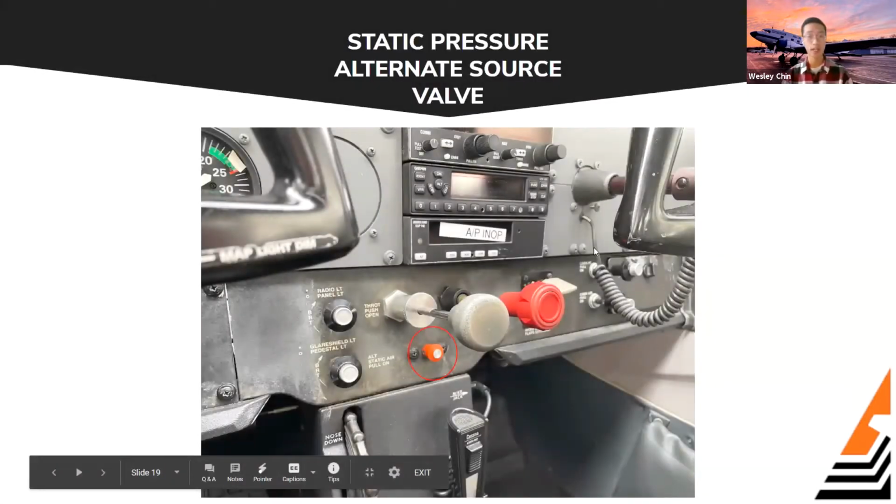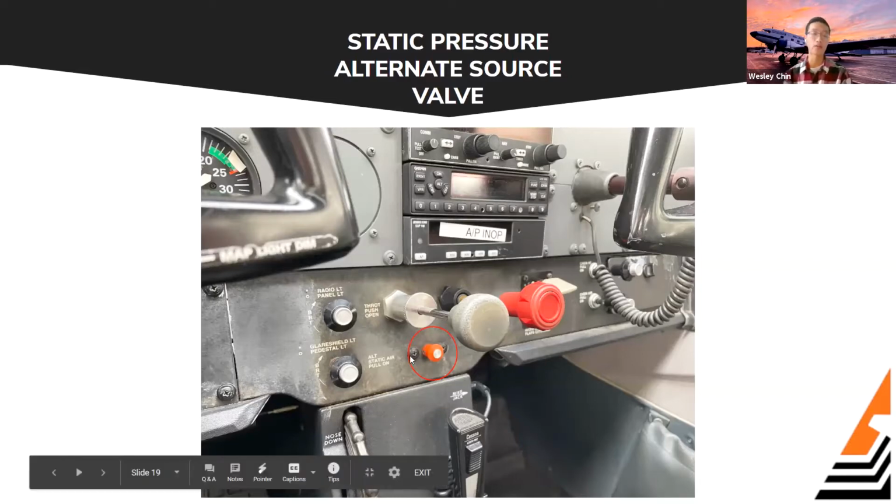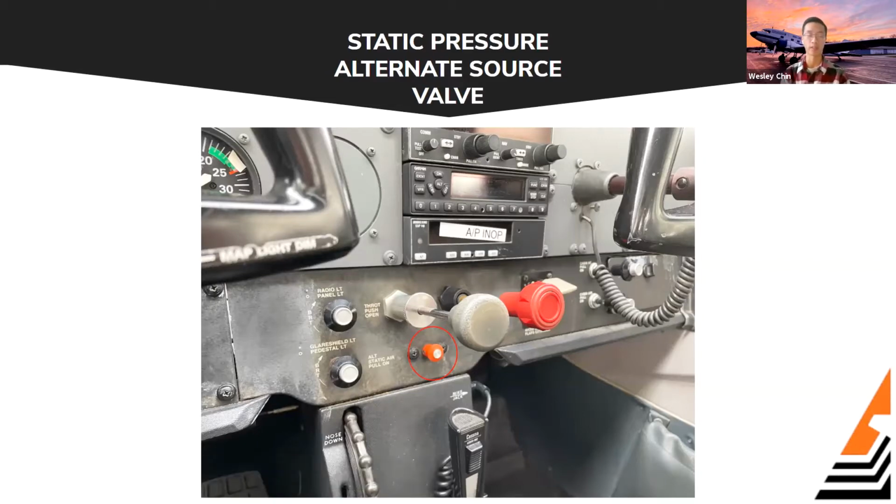The next thing on our checklist is to verify your static pressure alternate source valve is fully pushed in. Though the POH checklist doesn't call for it to be tested, I believe the Checkmate checklist that we have in the airplane itself does call for those to be tested. So what you can actually do, this little red valve, if you pull that out, you can see a little flicker on your vertical speed indicator. That just means your static pressure is coming from inside the cockpit rather than your external static port now.